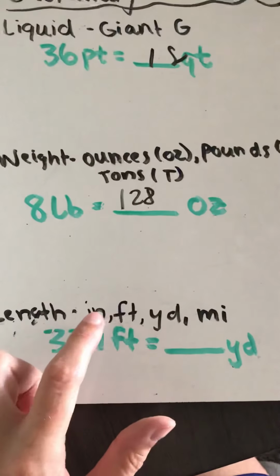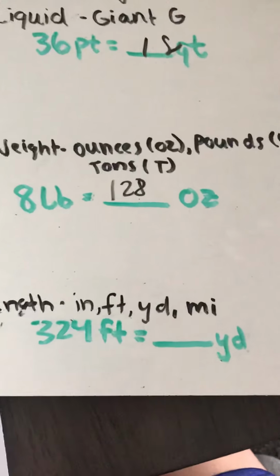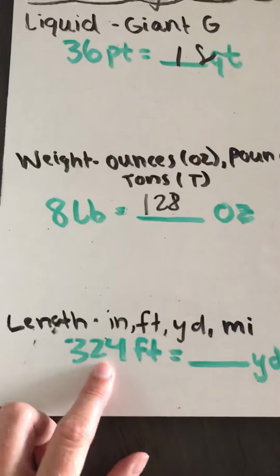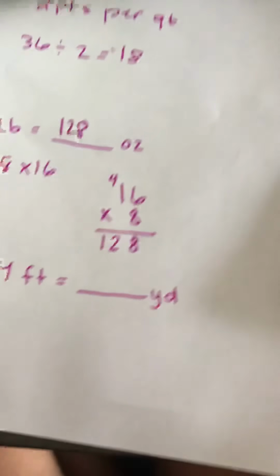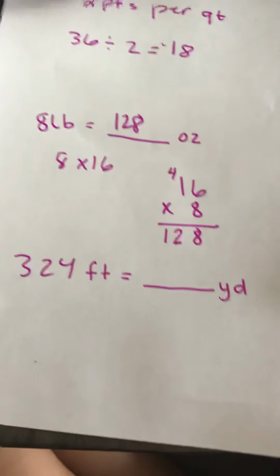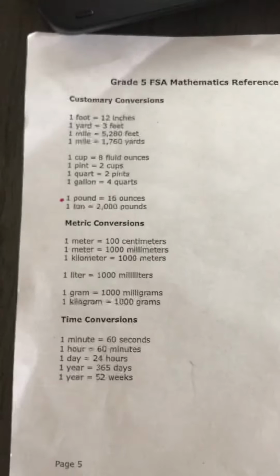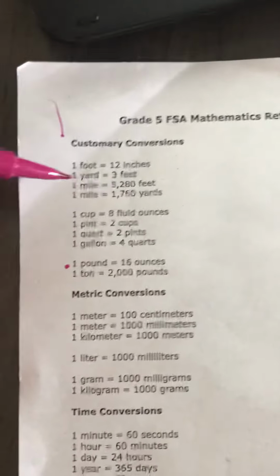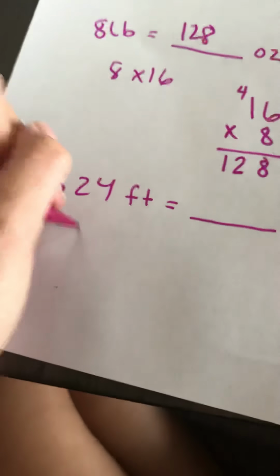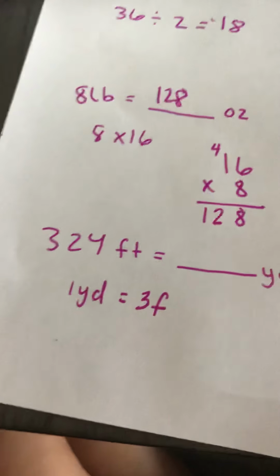And finally, we can use length in customary units. That is inches, feet, yards, and miles. For this problem, we want to look at how many yards are there in 324 feet. Okay, if we have 324 feet, we need to know how many yards that is. But first of all, we need to know how many feet are in a yard. Okay, if you don't remember off the top of your head, use your conversion sheet. We can see here that 1 yard is equal to 3 feet. So 1 yard equals 3 feet.